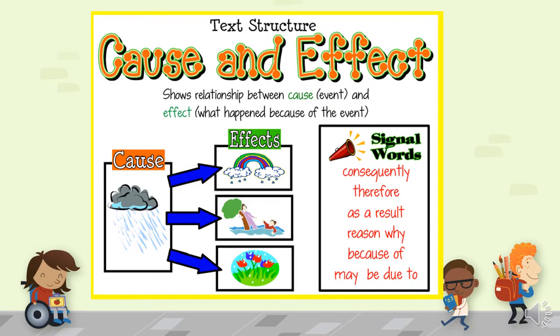Let's look at the next text structure, cause and effect. Cause and effect shows the relationship between the cause, which is the event, and the effect, what happened because of that event. Look at the pictures. On the left, we see the cause, which is a thunderstorm. The thunderstorm is what happened first. The effects of the thunderstorm could be a rainbow, maybe some flooding, or maybe some beautiful flowers. Some signal words to look for would be consequently, therefore, as a result, reason why, because of, maybe due to.